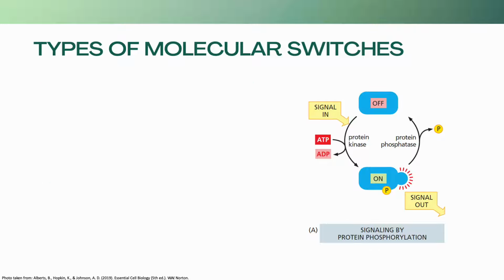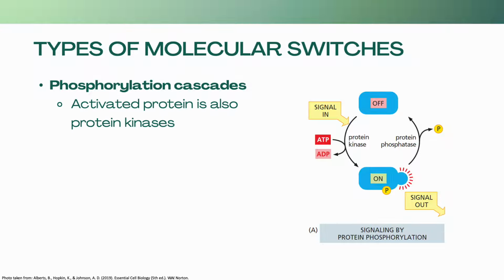The cell can also contain phosphorylation cascades, and these are chain reactions that occur when the activated protein, or the activated molecular switch, is also a protein kinase. So once this switch is turned on, it can then stimulate another switch to turn on through phosphorylation, and then another and another.